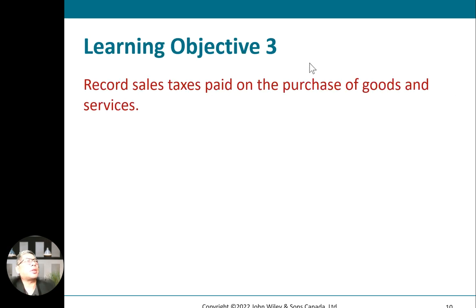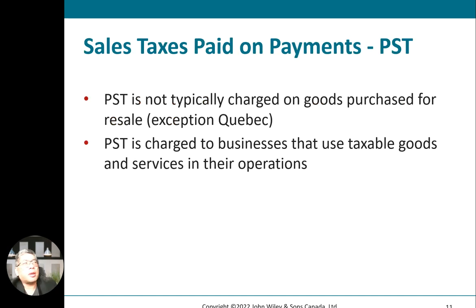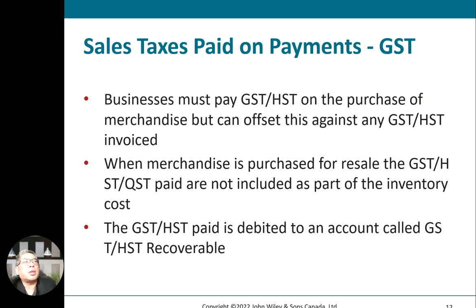Next one, objective number 3: sales tax paid to purchase goods and services. PST is not typically charged on goods purchased for resale, except in Quebec. Quebec is a province that speaks French. It has different jurisdictions. One of those unique provinces in Canada. PST is charged to businesses that use taxable goods and services in their operations. Businesses must pay GST and PST to purchase merchandise, which can be offset against any GST invoiced.